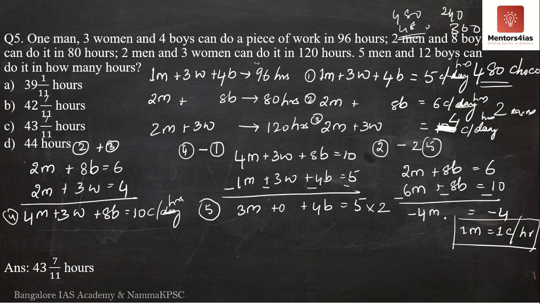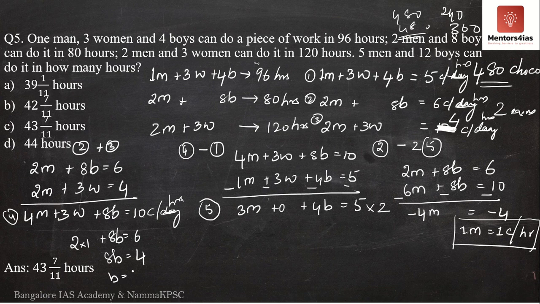Then we have to find out how many chocolates a boy eats per hour. So why not substitute the value of m as 1 in any of these equations. Let me substitute the value of m as 1 in the second equation. Substituting the value of m in the second equation, what do I get? I get 2 into 1 plus 8b is equal to 6. Therefore, 8b is nothing but 6 minus 2, which is 4.